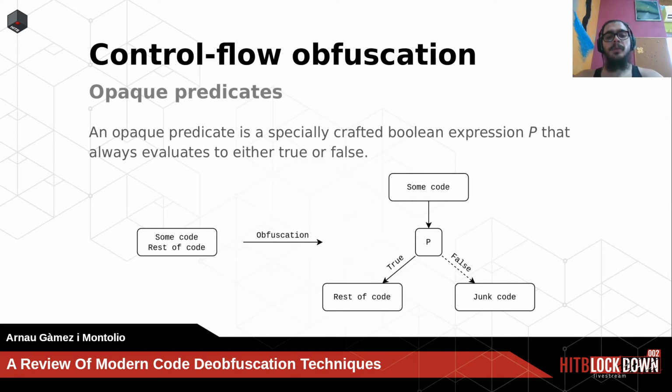That way, we can take some snippet of code and branch it into two different paths, one of which will be the rest of the code, the valid code that will always be taken, and the other one will be just junk code that will never be taken. This path will never be taken.